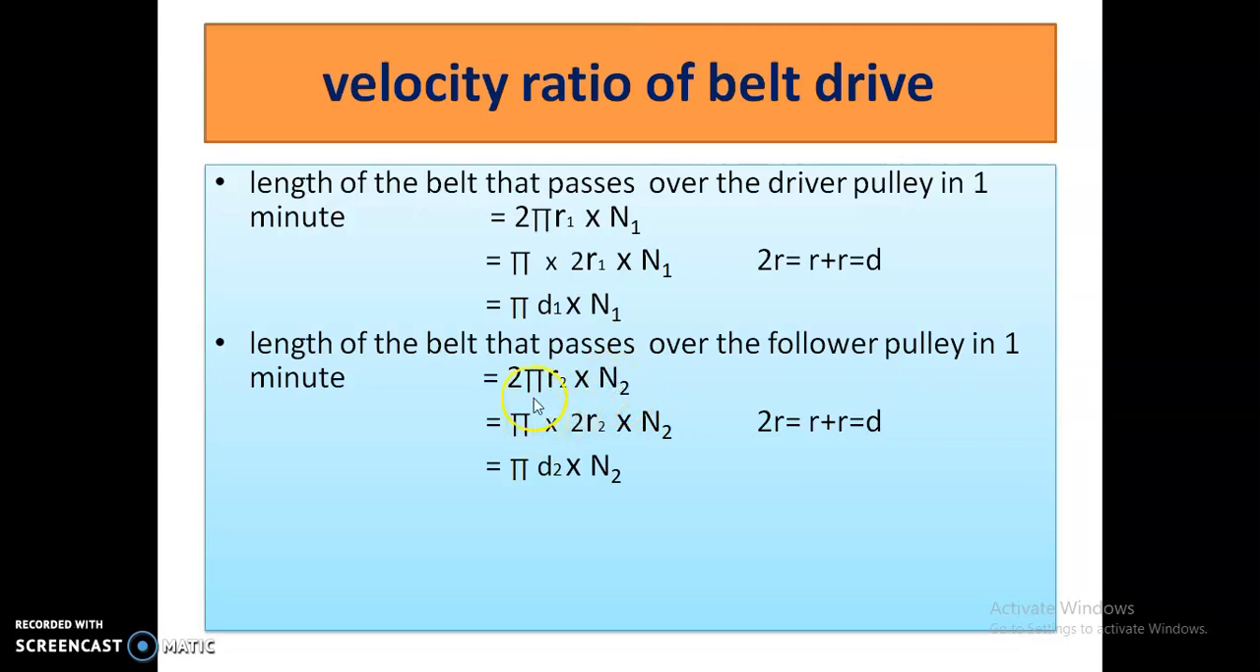So finally we can write it as pi into 2r2 into n2. Here 2r2 is nothing but radius plus radius, that is equal to diameter. So in place of 2r2 we can substitute d2. So pi d2 n2. Finally, the length of the belt that passes over the follower pulley in 1 minute is equal to pi d2 n2. This one is equation number 1, and this one is equation number 2.